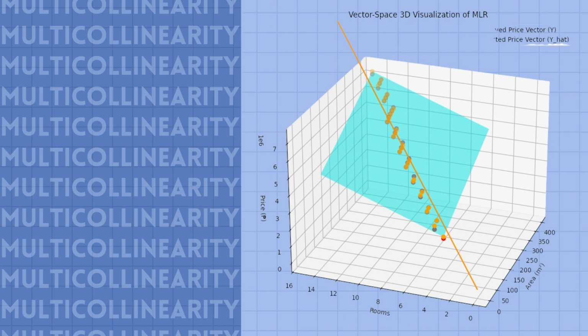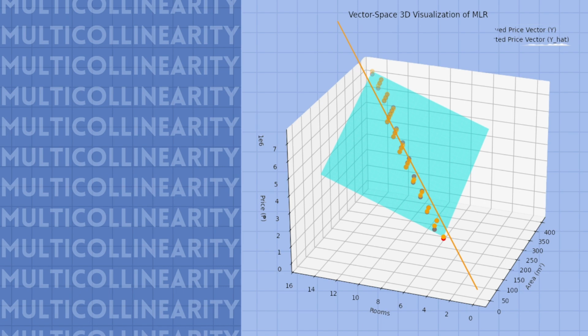When this happens, the vectors for these predictors in our vector space point in almost the same direction. They don't span a wide, stable plane but instead form a very narrow, almost line-like subspace. These overlaps make it difficult for the model to distinguish the individual effect of each variable. Is the price going up because of the area or because of the number of rooms? The model can't tell us clearly.